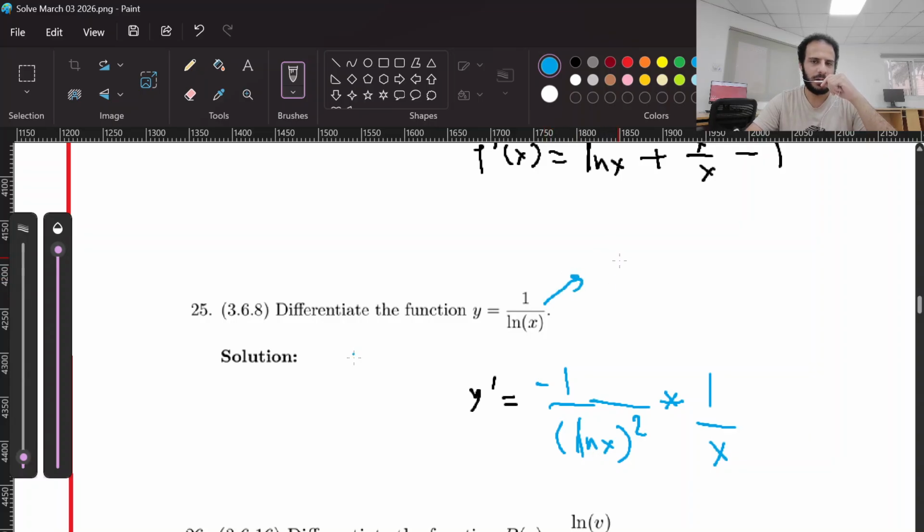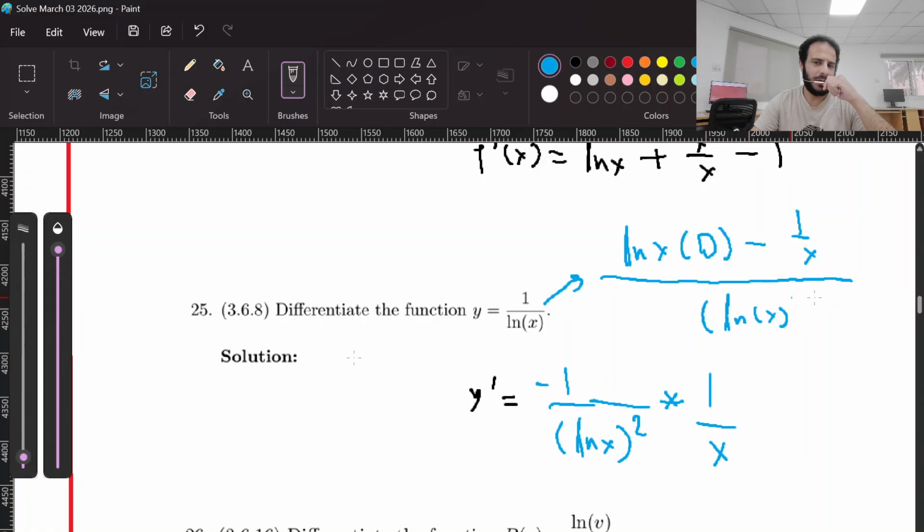Let's just try to use the quotient rule now. You get ln x times the derivative of 1, which is 0, then minus 1 times the derivative of ln x, which is 1 over x, over ln x squared. You see that you have the same solution, right? ln x times 0, minus 1 over x, divided by ln x squared. Yeah, thank you. So when you simplify, you get the same answer, so you can decide which method you like more. Do you prefer the quotient rule or the chain rule, as you like.